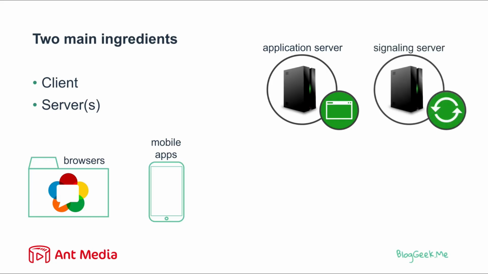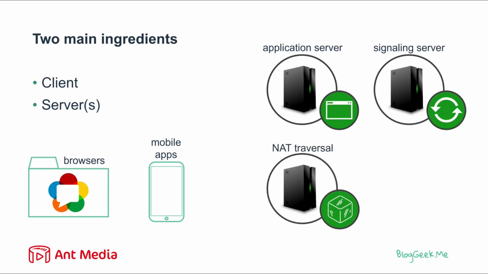There is a signaling server that you will need to add in order to be able to reach out from one user to another, from one device to another. Then there are NAT traversal servers. NAT traversal servers are there in order to traverse firewalls and NATs, network address translators. When we want to send media to browsers or to devices, we need to be able to go through firewalls. NAT traversal servers are in charge of that.